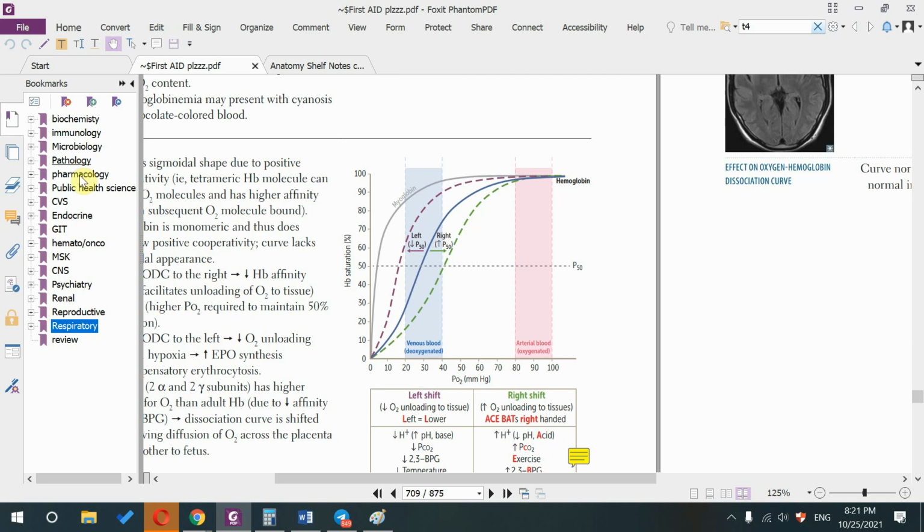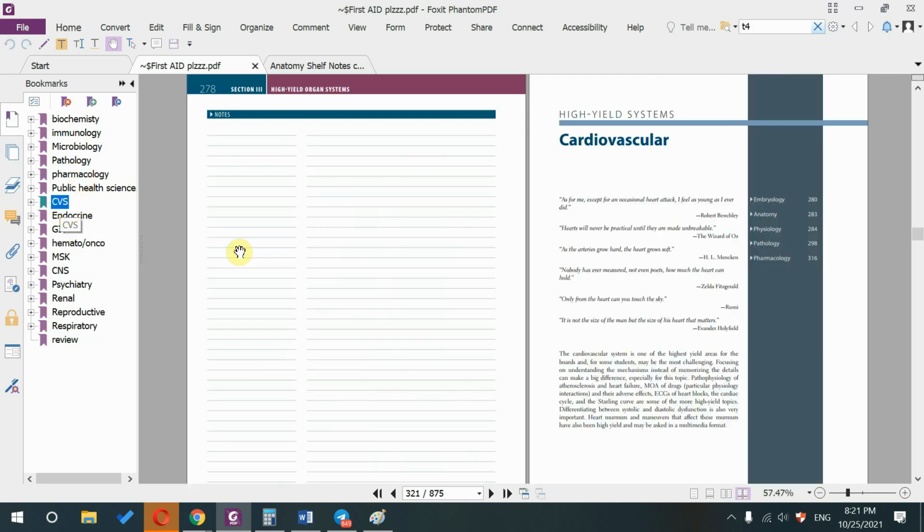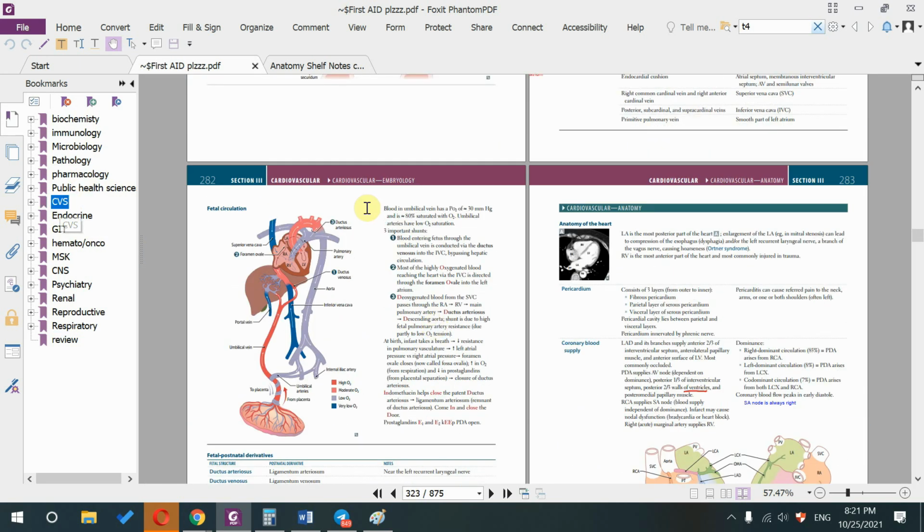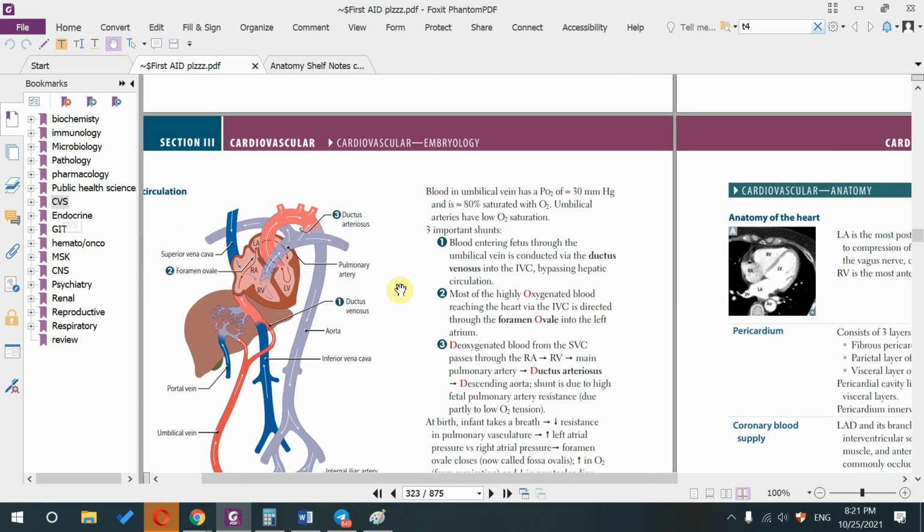Okay, now back to CVS. So, what are the three important shunts we have to learn? We just spoke about them. Blood entering the fetus through the umbilical vein is conducted via the ductus venosus into the inferior vena cava. So we pass through the ductus venosus and then the inferior vena cava, bypassing hepatic circulation. So this collateral, the ductus venosus, has as its main function to bypass portal circulation.